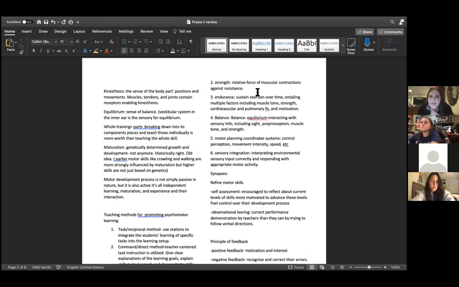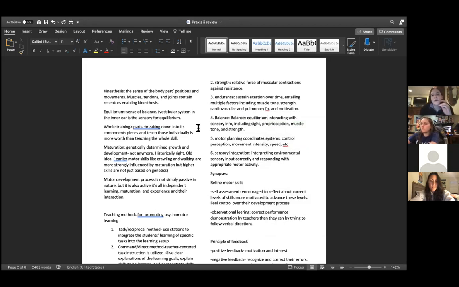Strength: the relative force of muscular contractions against resistance. Endurance: sustained exertion over time, entailing multiple factors, including muscle tone, strength, cardiovascular and pulmonary function, movement, and motivation. Balance: equilibrium, interacting with sensory information, including sight, proprioception, muscle tone, and strength.